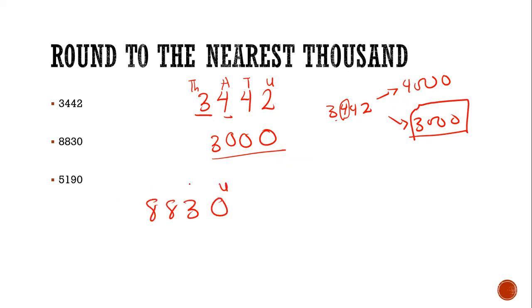8,830. Units, tens, hundred, thousand. So this is where we focus on. What's the number after the 8? It's also 8. Is 8 5 or more? Yes, 8 is actually greater than 5. So we round this up, so plus 1. This will be 9,000. The nearest 1,000, 9,000.